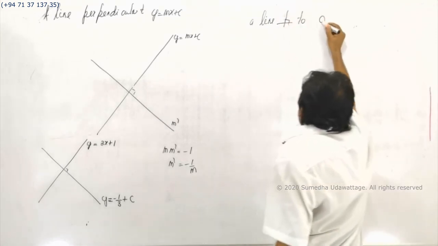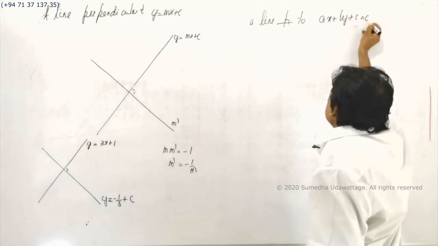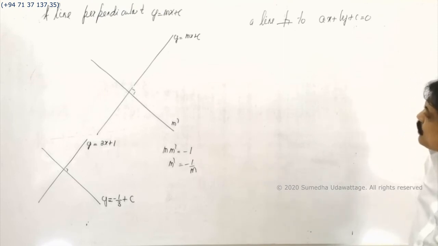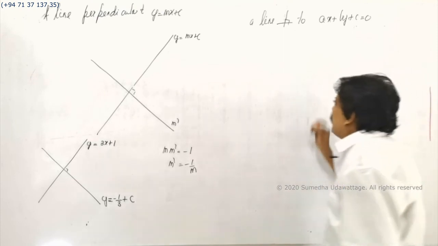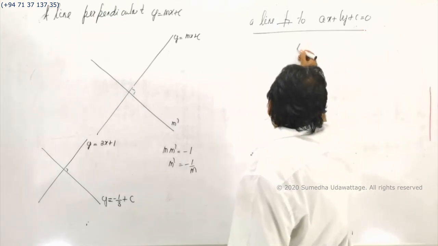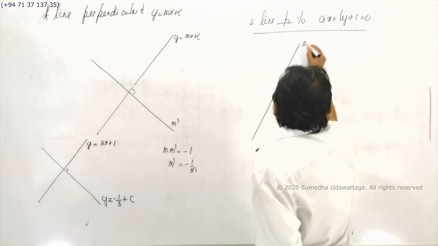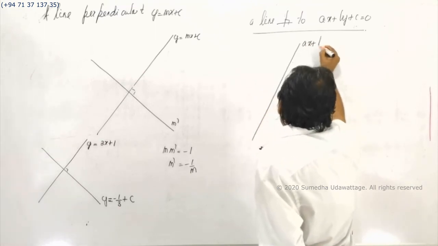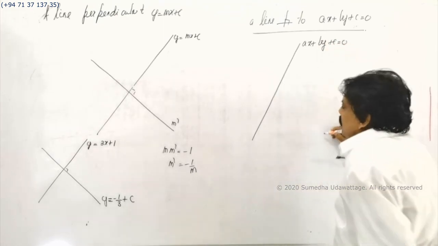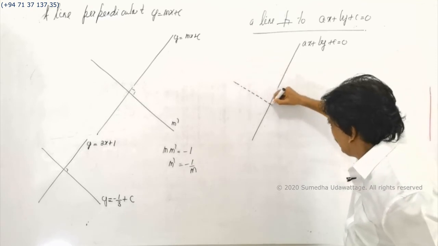Then, a line perpendicular to AX plus BY plus C is equal to 0. Look here. You consider a line AX plus BY plus C is equal to 0. Then you have to talk of a line perpendicular.